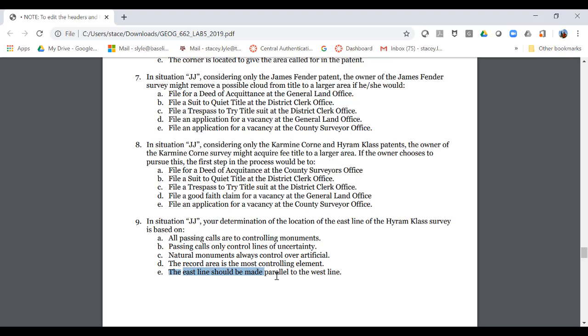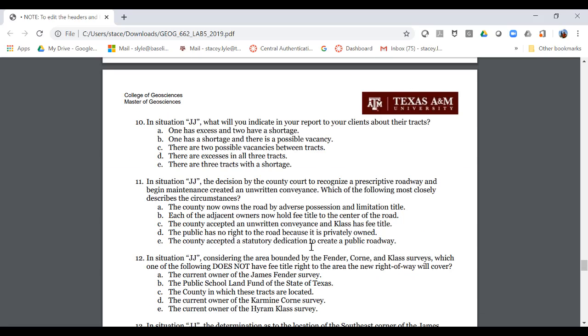The east line should be made parallel to the west line. That's just crazy. So passing calls only control of uncertainty. So that's an easy one there. All right, so the next one, when you report to their clients, you might say how many have acreages, how many might have that. I'll let you look through that.